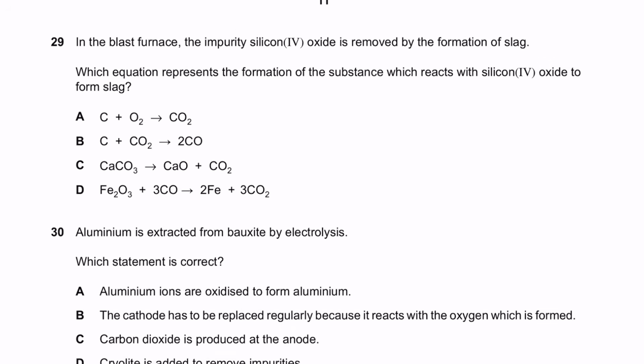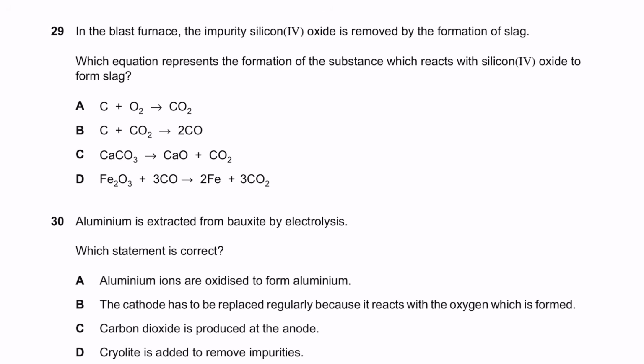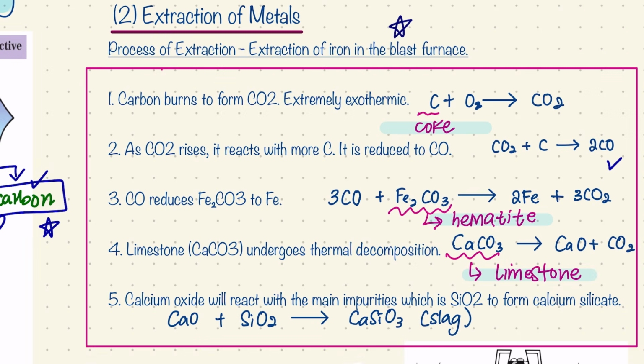Next, question 29. In the blast furnace, the impurity silicon oxide is removed by the formation of slag. Which equation represents the formation of the substance which reacts with silicon oxide to form slag? This question is regarding the extraction of iron in the blast furnace. So the substance that reacts with silicon oxide is calcium chloride.